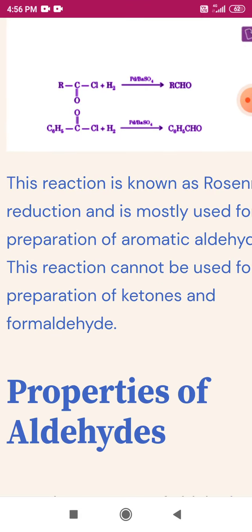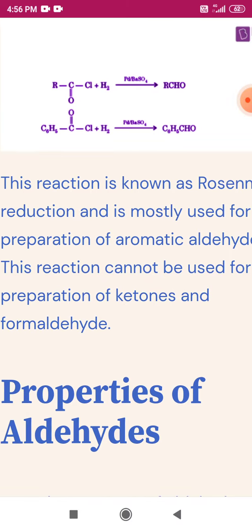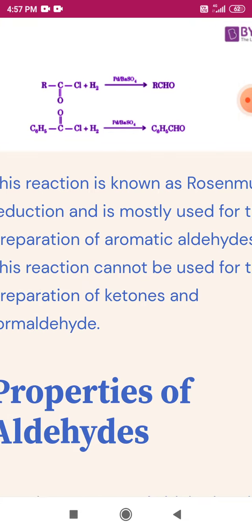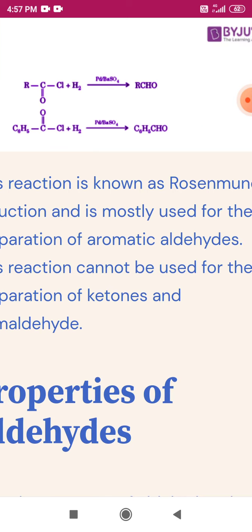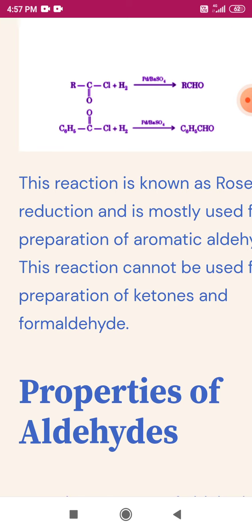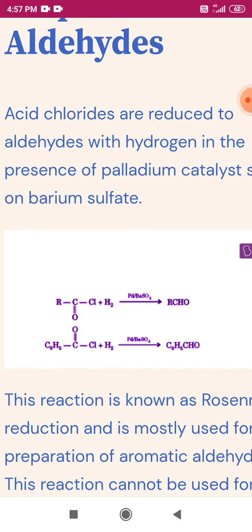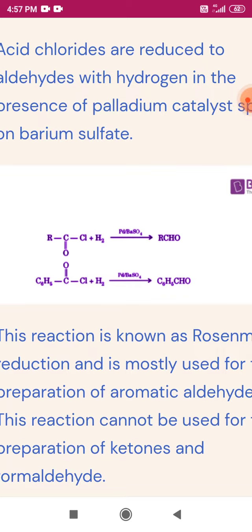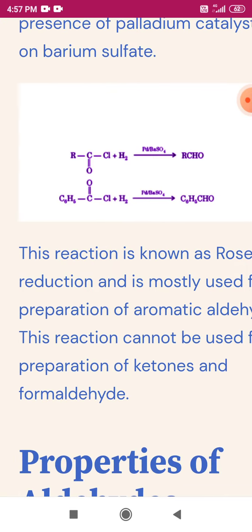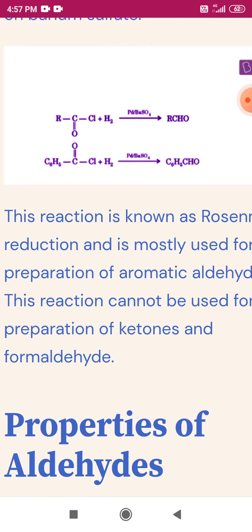This reaction is known as the Rosenmund reaction, or Rosenmund reduction, and is mostly used for the preparation of aromatic aldehydes. This reaction cannot be used for the preparation of ketones and formaldehyde.